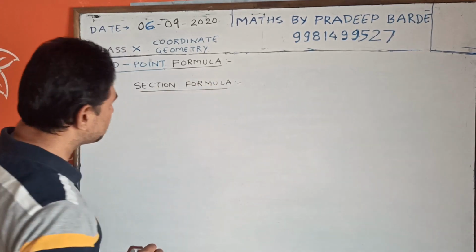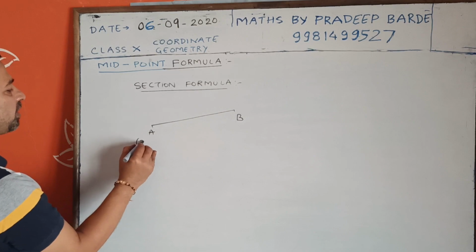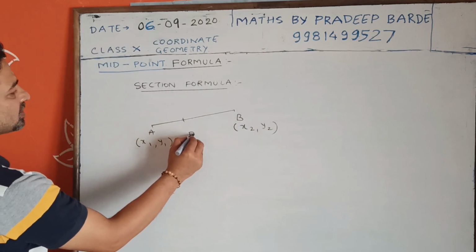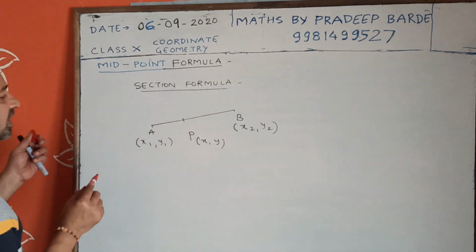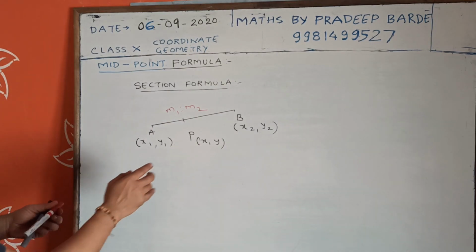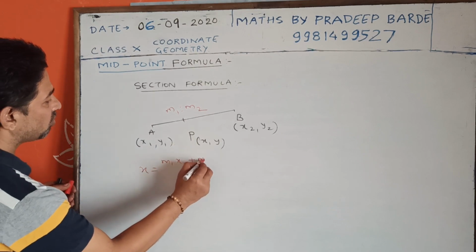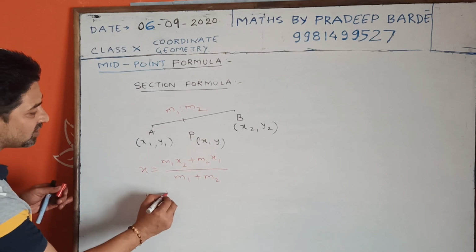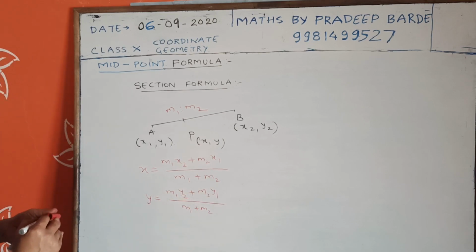sessions, last 2-3 sessions. Section formula is for if we have the coordinates of the points A and B as x1, y1 and x2, y2, and P is a point whose coordinates are taken as x, y, divides the line segment joining AB in the ratio m1 is to m2, then the coordinates of P are given by x is equal to m1 x2 plus m2 x1 upon m1 plus m2, and y is equal to m1 y2 plus m2 y1 upon m1 plus m2.